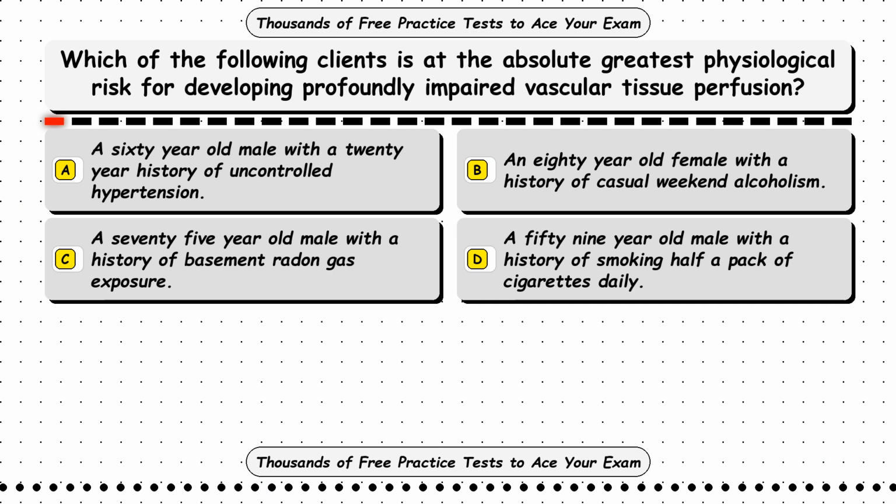Question 122. Which of the following clients is at the absolute greatest physiological risk for developing profoundly impaired vascular tissue perfusion? Option A. A 60-year-old male with a 20-year history of uncontrolled hypertension. Option B. An 80-year-old female with a history of casual weekend alcoholism. Option C. A 75-year-old male with a history of basement radon gas exposure. Option D. A 59-year-old male with a history of smoking half a pack of cigarettes daily.